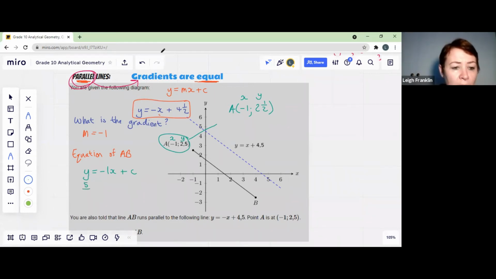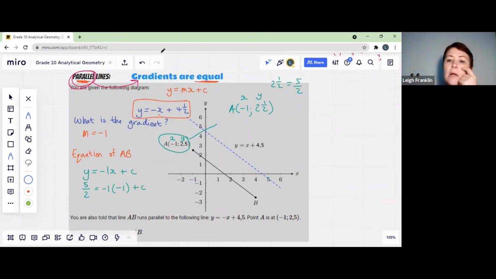So are you okay, grade 10s? I'm going to write it as 5/2. 2.5 is the same as 5/2. Is everybody happy with that? Then in place of the x, I'm going to write -1.